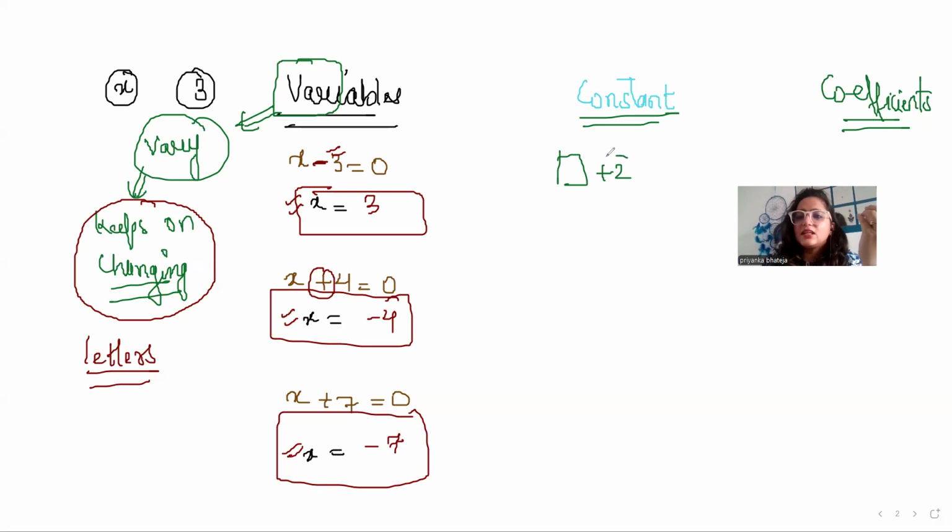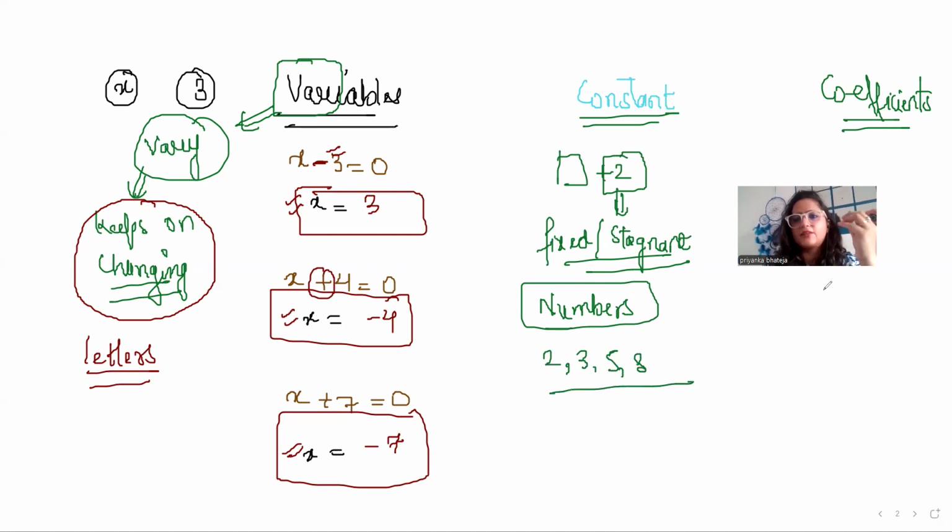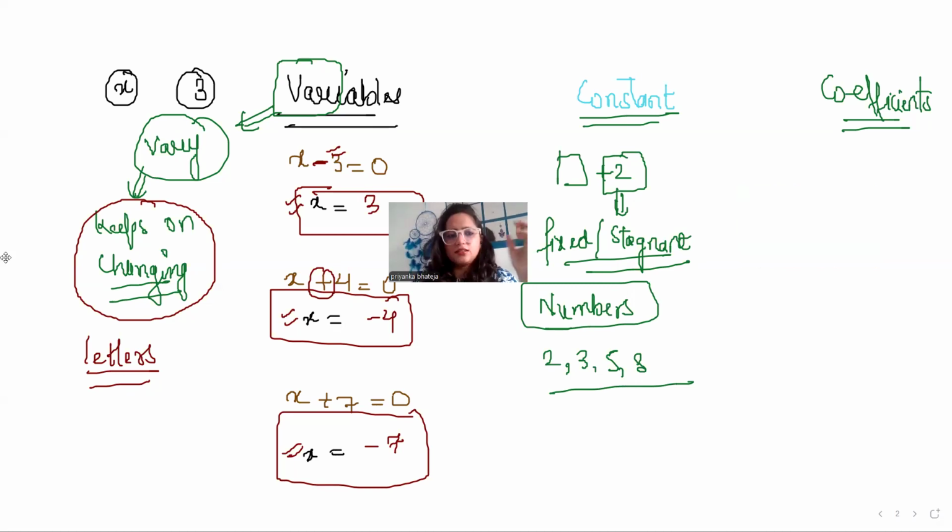So in the same case, the numbers will not change. The values of the numbers are always the same, right? They are fixed. They are stagnant. So the values that are fixed or stagnant are known as numbers. We can simply say that our numbers are known as our constants, like 2, 3, 5, 8, anything. That would be written as our constant. These 2 things are clear to you?